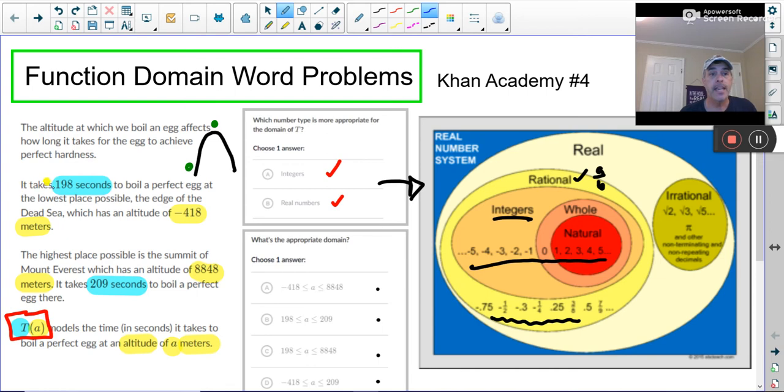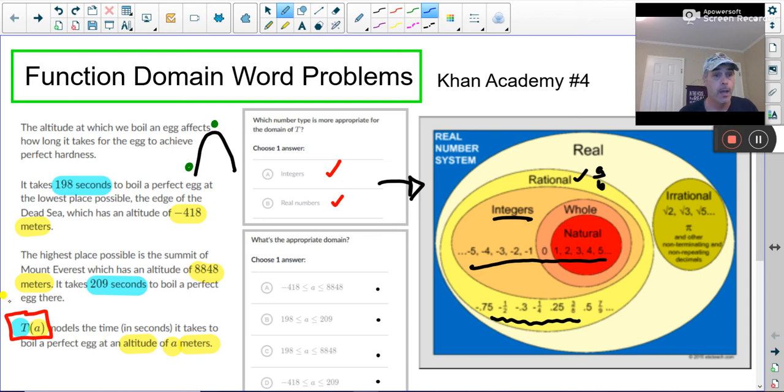Okay, it says it takes 198 seconds to boil a perfect egg at the lowest place possible, the edge of the Dead Sea, which has an altitude of negative 418 meters. You'll notice I highlighted these. I'll explain it in a minute. The highest place possible is the summit of Mount Everest, which has an altitude of 8,848 meters. It takes 209 seconds to boil a perfect egg there.